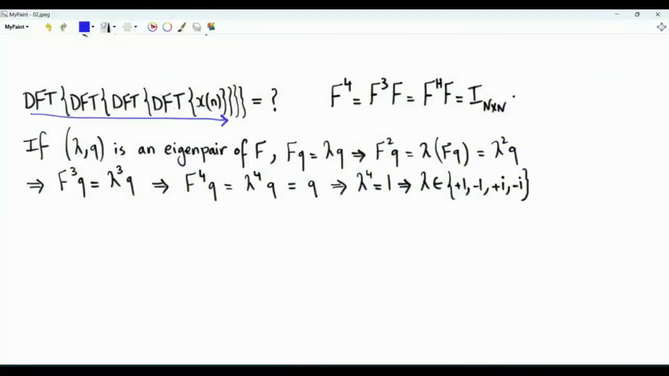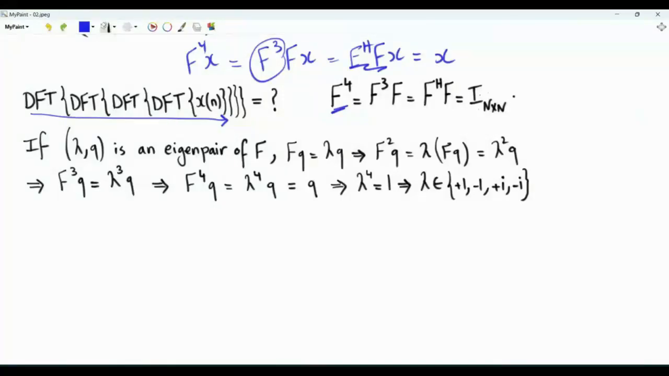Applying the discrete Fourier transform 4 times is like multiplying vector x by F to the 4. This is F to the 3 times F of x, but F to the 3 is F Hermitian, and F Hermitian times F is equal to identity. It means that F to the power 4 is exactly the identity matrix.